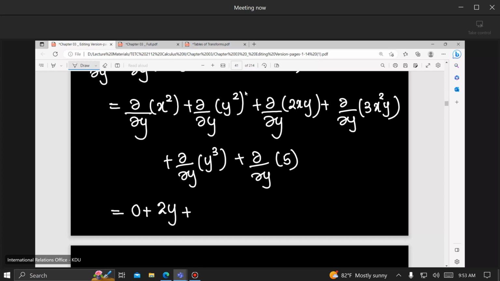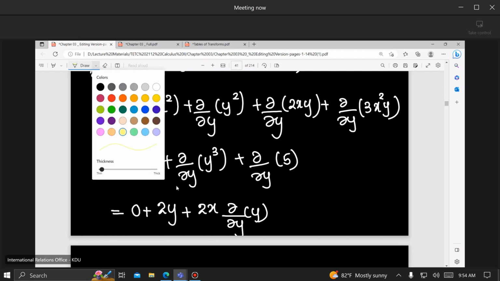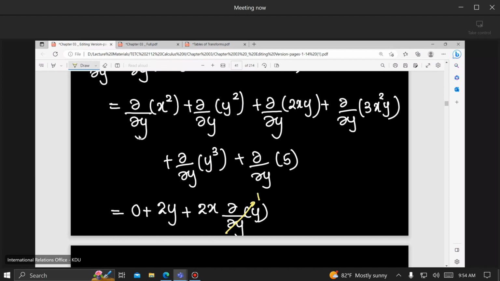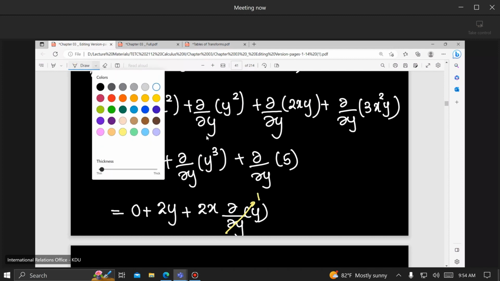That means we assume x is a constant. So 2 is a constant, x is a constant, and the whole 2x is a constant. So we can bring that out. 2x times ∂/∂y, the partial derivative of y with respect to y. This is like the derivative of y with respect to y, so that is 1. Next term.